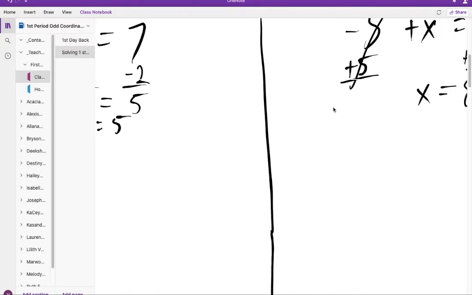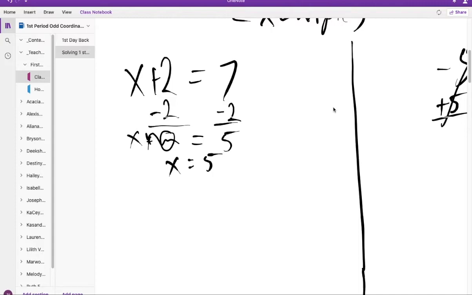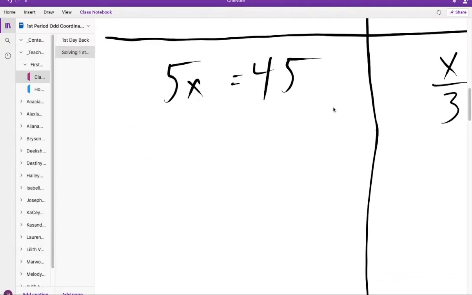So that is adding and subtracting. So these are both single step problems. So we have other types of single step problems. So here we have 5x equals 45. So looking at this problem, again, I'm trying to isolate. So I'm trying to get this x all by itself. So I need to figure out how can I get x by itself.